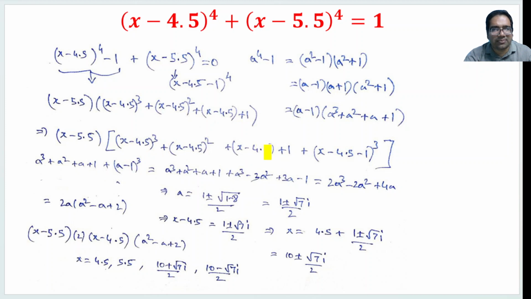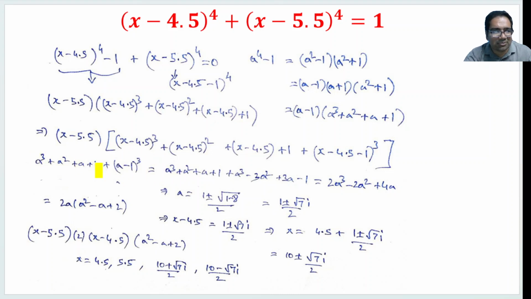Now let us look at this. Everything is in the form of x minus 4.5. So let's assume x minus 4.5 as a. This inside term, whatever is in the square brackets, will become a cube plus a square plus a plus 1 plus (a minus 1) cube. What is (a minus 1) whole cube? It is a cube minus 3a square plus 3a minus 1. We know, right, (a plus b) whole cube. Here we are using that formula.